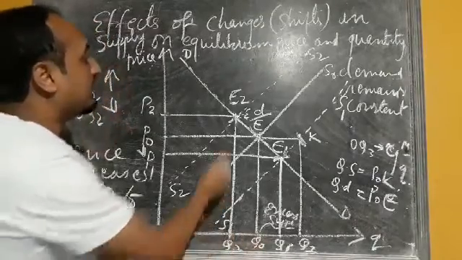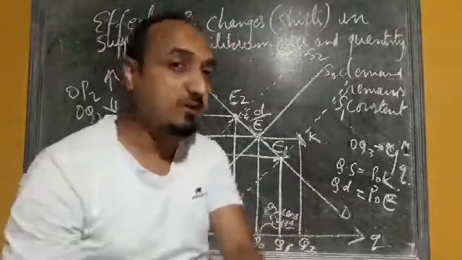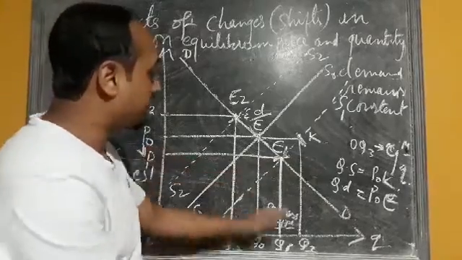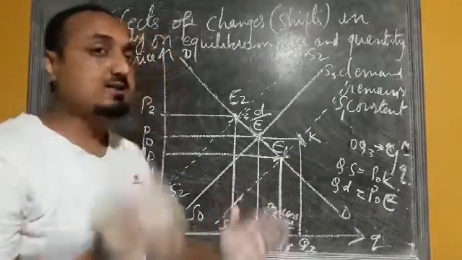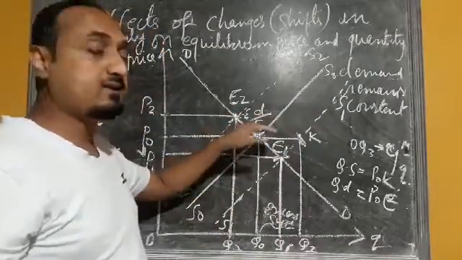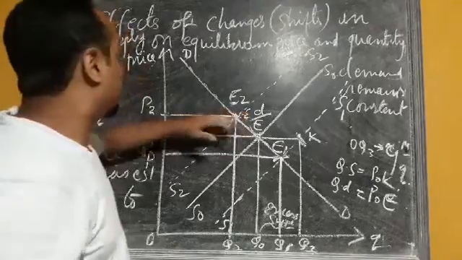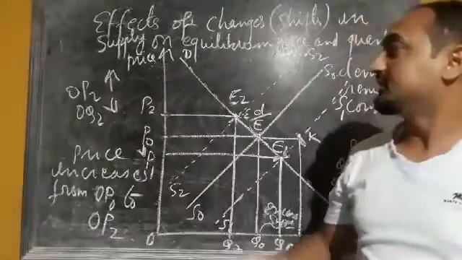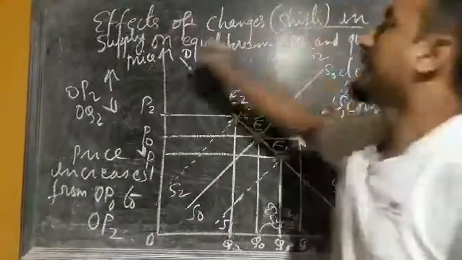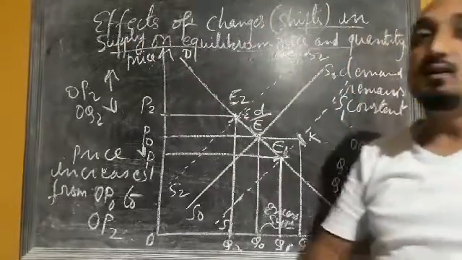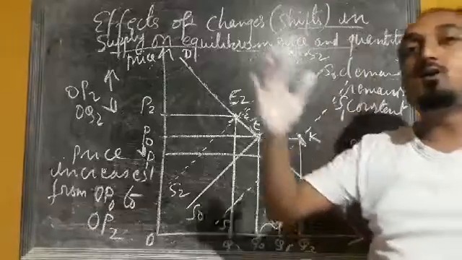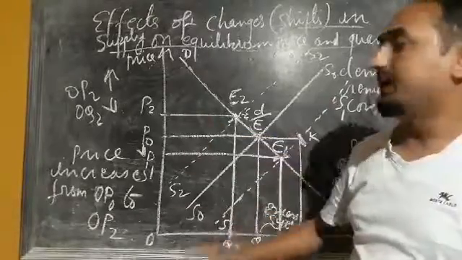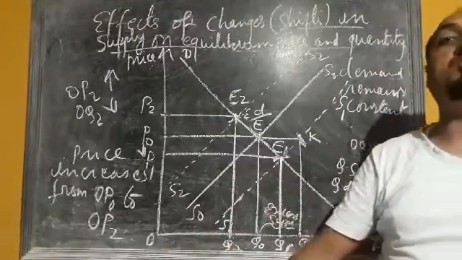OQ0 to OQ2. So when the supply curve shifts rightward, we get a new equilibrium point at which the equilibrium price will decrease and the equilibrium quantity will increase. But in the case of a decrease in supply, the equilibrium price will increase and the equilibrium quantity will decrease. So this is the case of the effects of shifts in supply on equilibrium price and quantity. So when supply changes, the supply curve will either shift rightward or leftward, causing an effect on both equilibrium price and equilibrium quantity.